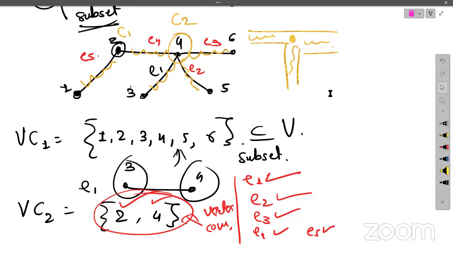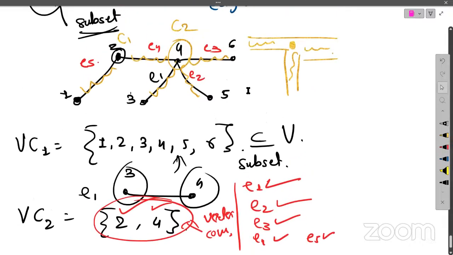Ma'am, we can plant the camera on 1 or 4. It will work now. Yeah, it will also work. That's why vertex cover is not unique. It depends on your choices. But again, here we can always find one vertex cover.